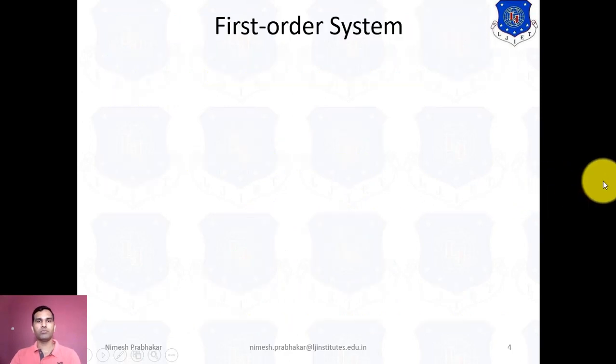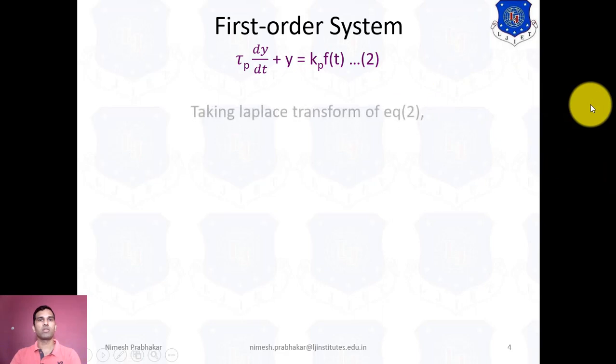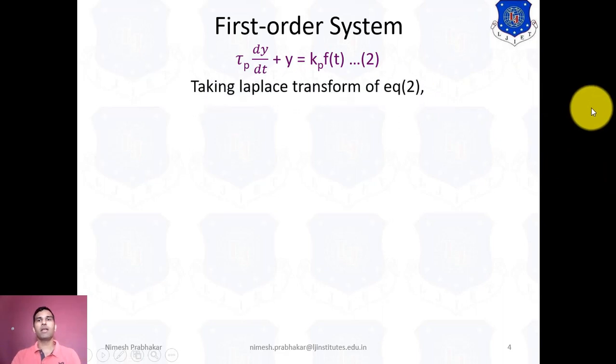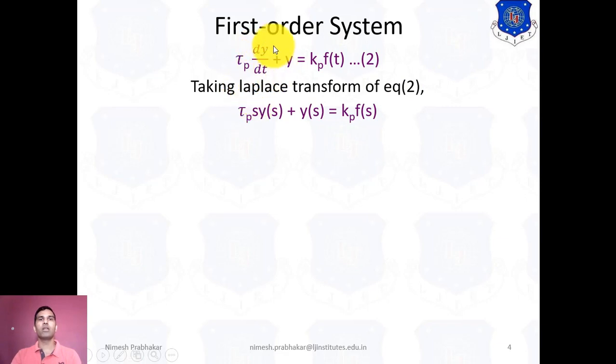Now this is the general equation of a first order system. Now we take the Laplace of this equation. So we can write this equation as tau p, and we know the Laplace of the differential equation, so we can write simply s into y of s, since here y of 0 is 0.